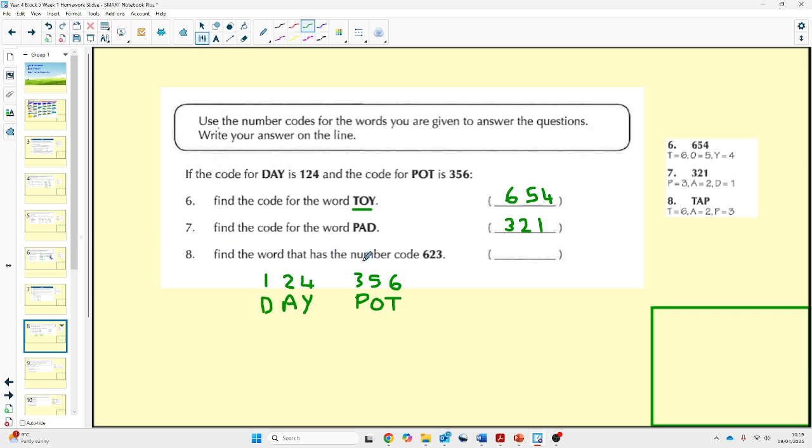And then find the word that has the number code 623. So it's like the other way around, rather than giving us the word, it's giving us the code. So 6 will be the T, 2 will be the A, and the 3 will be P. So the word we were looking for there is tap. So again, well done if you managed to get that correct.